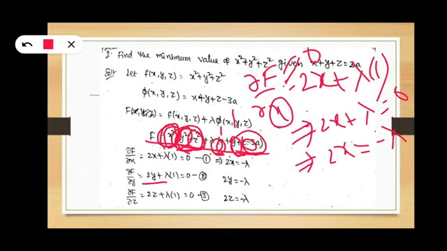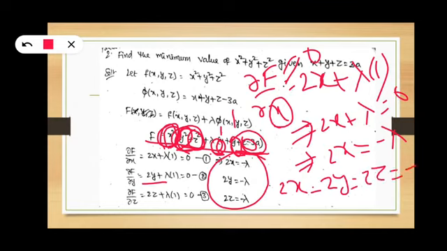Similarly, we partially differentiate F with respect to z, then dou F by dou z will be 2z plus lambda into 1 equal to 0. From this, 2z plus lambda is equal to 0, so 2z is equal to minus lambda. If we see these three equations, all are equal to minus lambda. So 2x is equal to 2y is equal to 2z is equal to minus lambda.